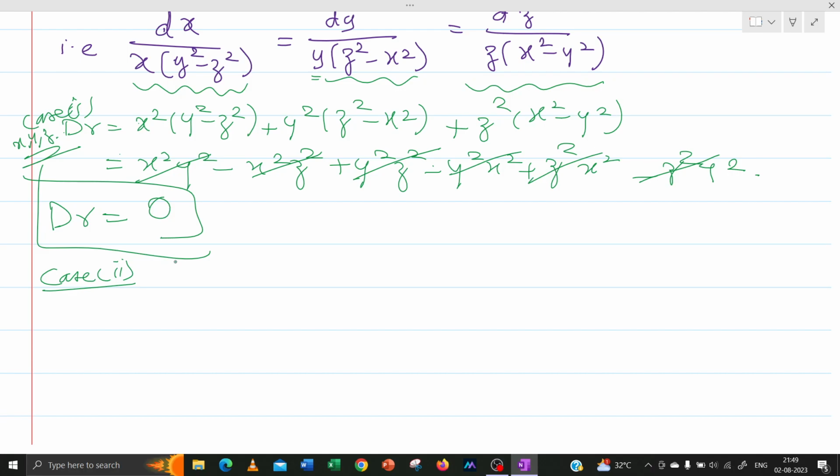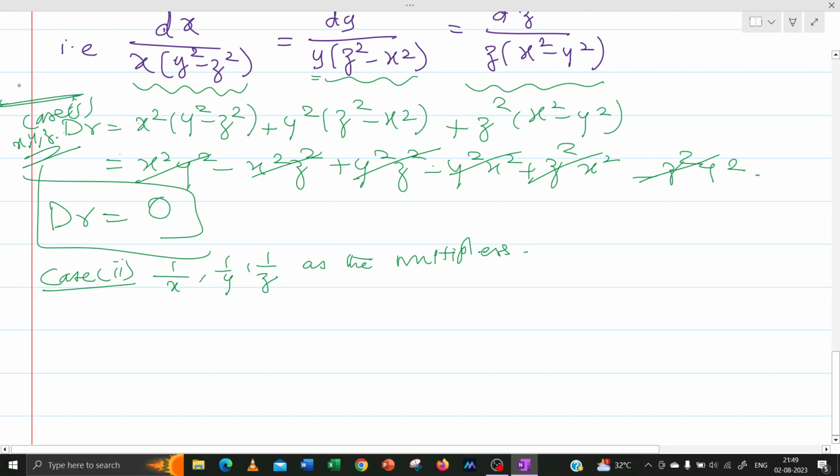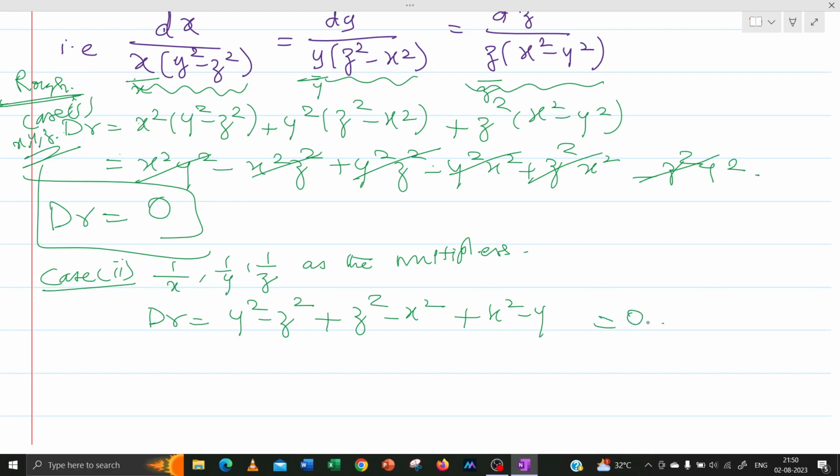Okay, case 2. In case you choose 1 by x, 1 by y, 1 by z as the multiplier, then what happens? I am doing the rough work here. You have to divide with x in the denominator, then the denominator divided by y, divided by z. What happens? In the denominator you will get y square minus z square plus z square minus x square plus x square minus y square. Once again that is equal to 0. So this is the way to choose the multiplier. Now I will continue that problem here.